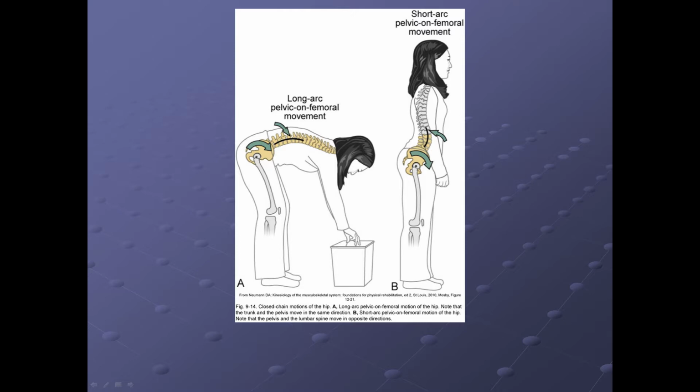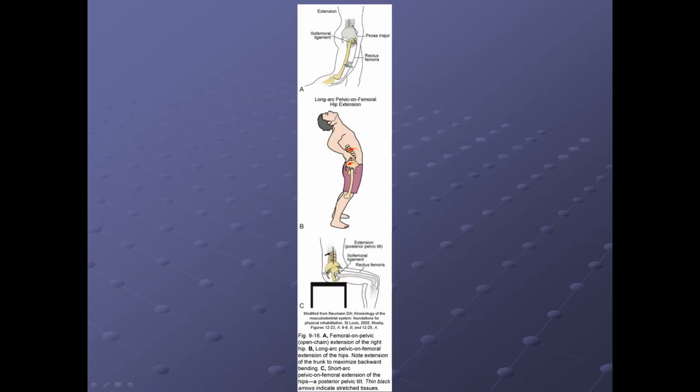Okay, here's the whole upper body moving, pelvis moving on the femur, plus the entire upper body. So that's a long arc hip flexion, and this is a short hip flexion.